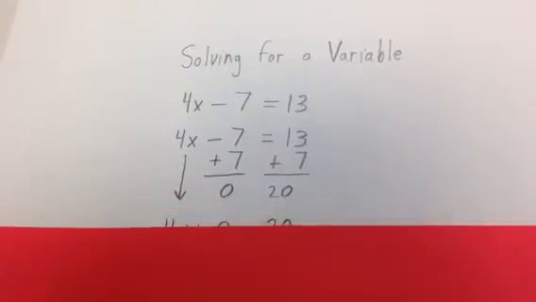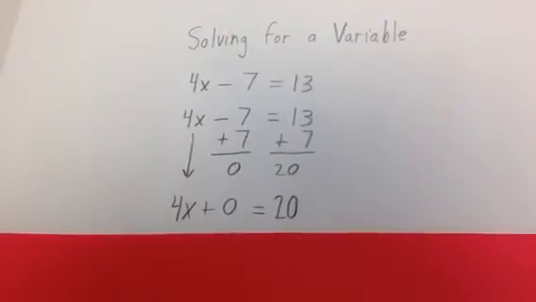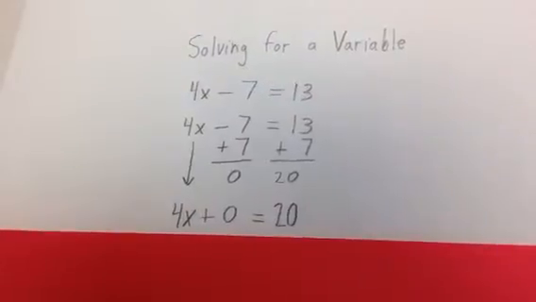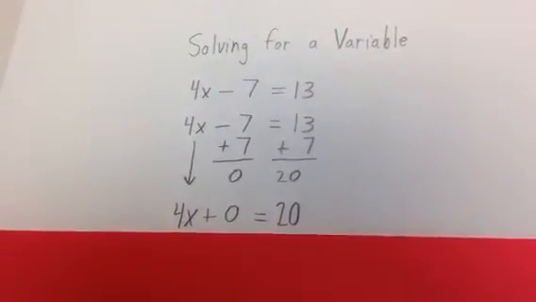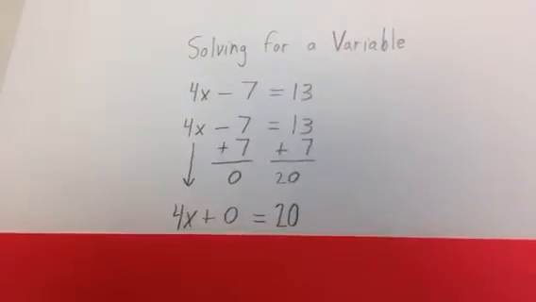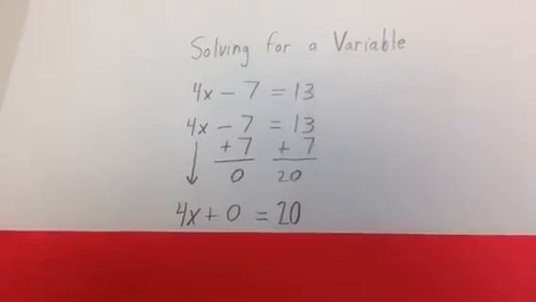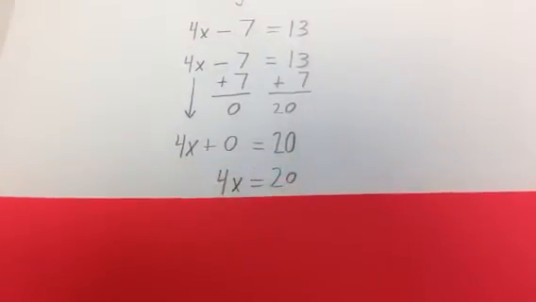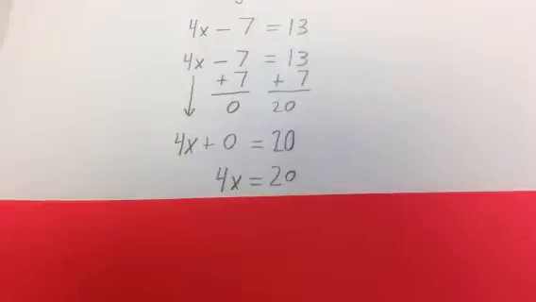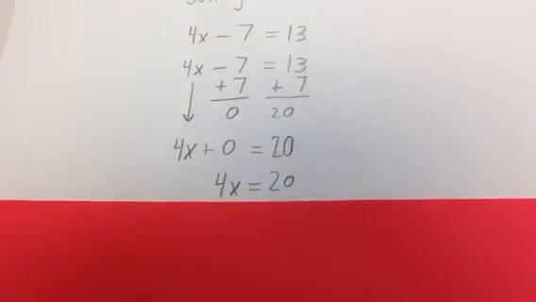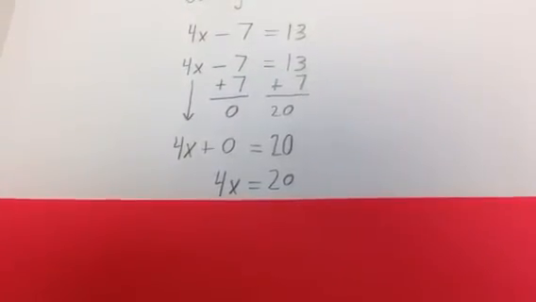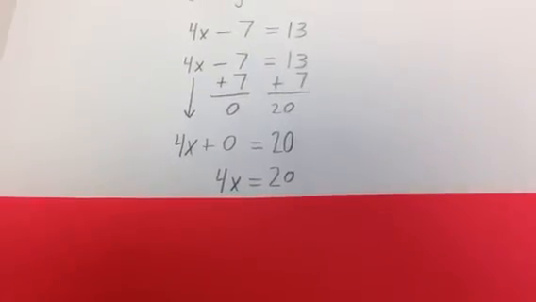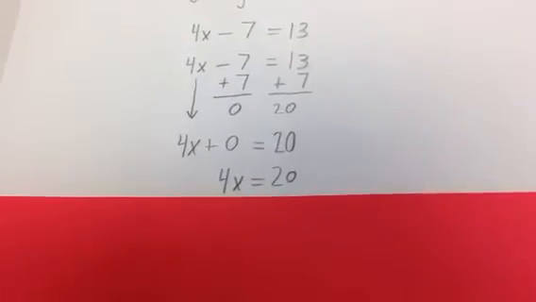As you carry on, you notice that I bring my 4x down because I'm not subtracting a constant from the variable x here. But what I'm left with is 4x plus 0 equals 20. Now from here, what you want to do is set it up in such a way where you just have 4x equal to 20. You can get rid of the 0. It's the same thing. Now, at this point, you recognize that what you have is 4 times x equals 20.